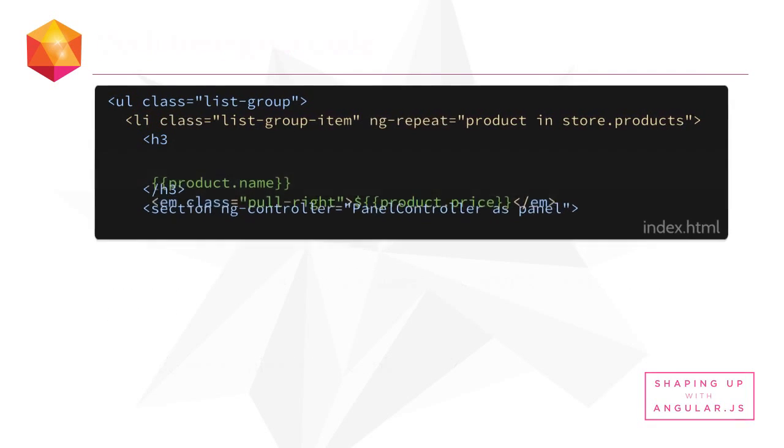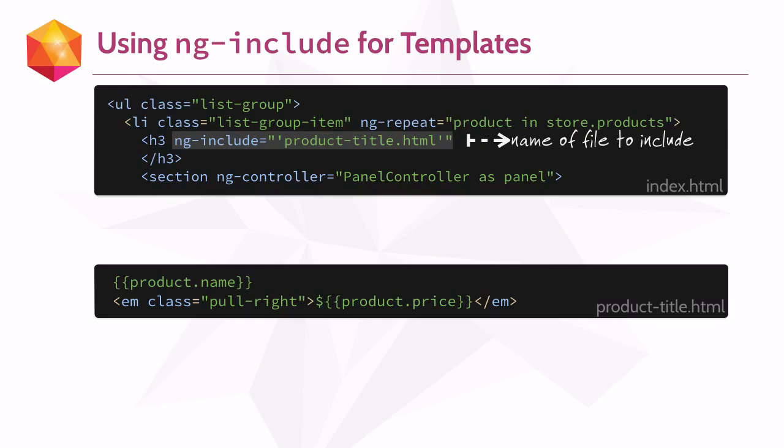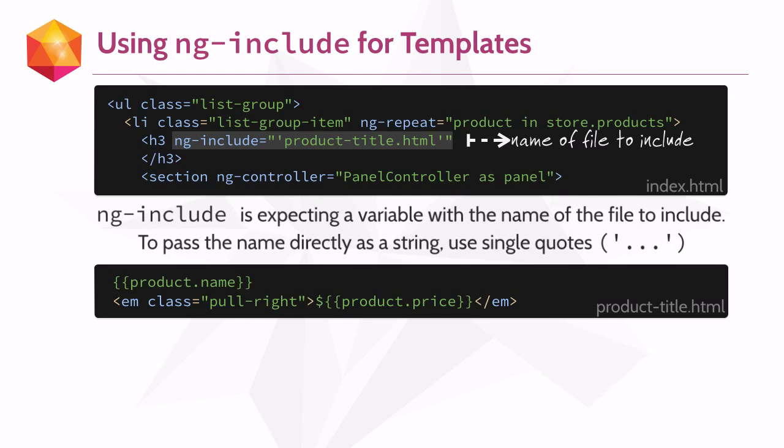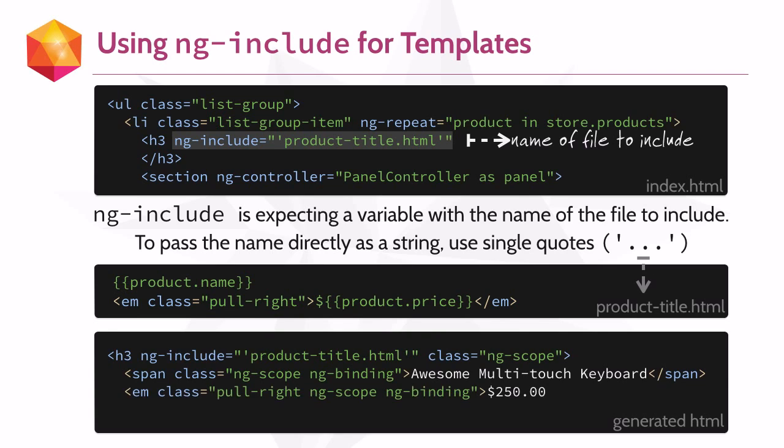To do this, first we'll pull out that duplicate code into a new file that we'll name product-title.html. Then inside of our index.html, we'll use the ng-include directive, specifying the name of the file we want to include. You'll notice here that we're using double quotes and single quotes. That's because ng-include is expecting a variable with the name of the file. If we want to pass a name directly as a string, we've got to use the single quotes inside of the double quotes. Once this file is included, you'll see the generated HTML looks something like this.